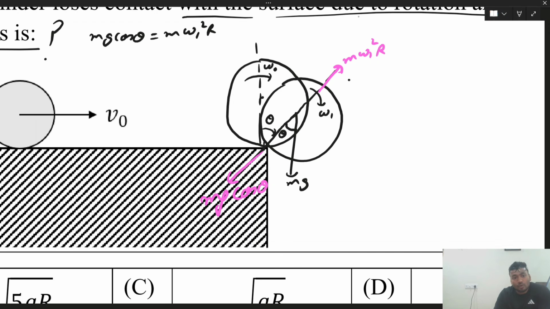Beta, it is happening at the moment when it is losing the contact. Initially it is omega naught. Throughout the linear motion it remains omega naught, but after taking the turn it keeps on changing. But exactly at the moment when it is losing contact, let's suppose the angular velocity is omega 1. That's what the equation is representing. Okay, let's call this equation number 1.